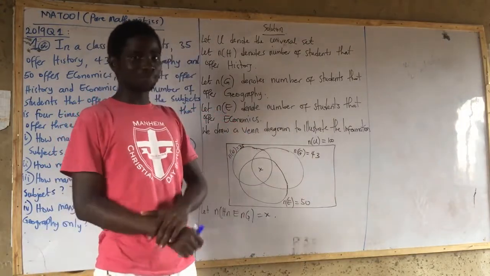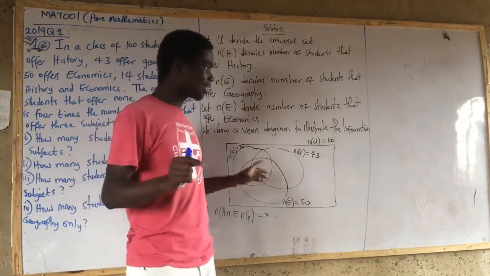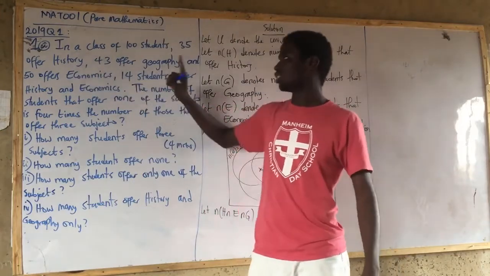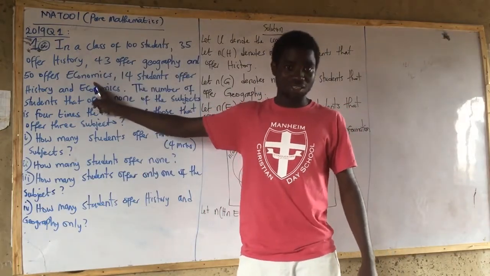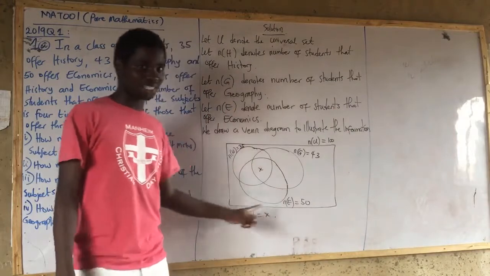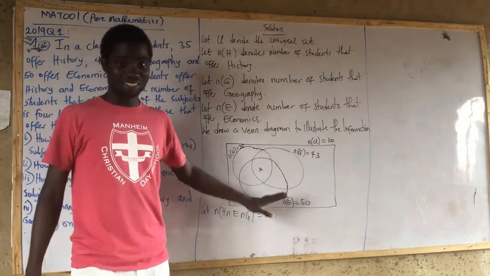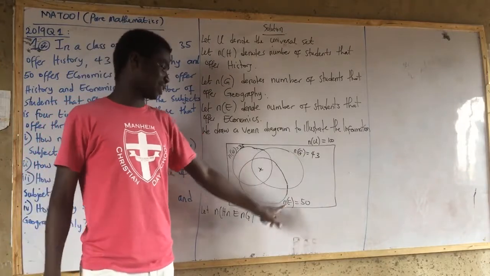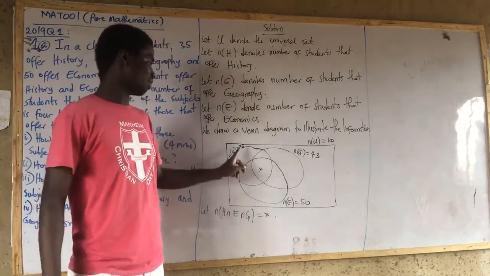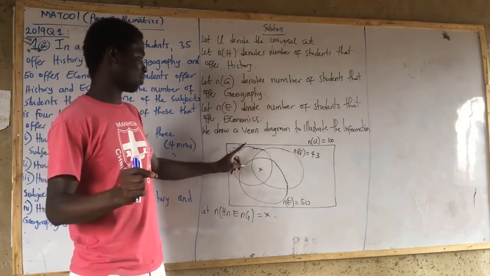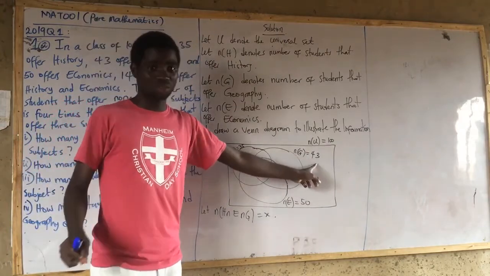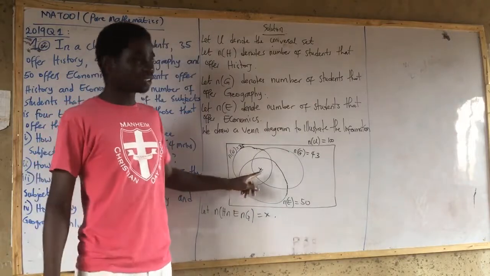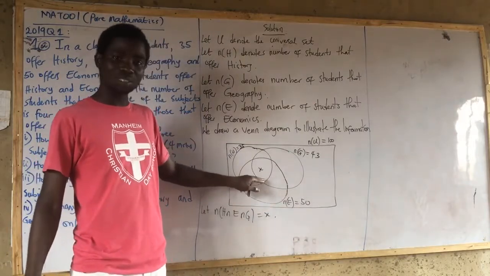So we have this. Now, since we are talking about 3 subjects: history, geography, economics, I have 3 circles. Don't mind my circle. I have 3 circles, as you can see. The first circle is for history, the second one is for geography, the third one is for economics. Now, I'm told from the question that the number of history is 35, geography is 43, economics is 50. Now, you must start filling the Venn diagram from the middle.